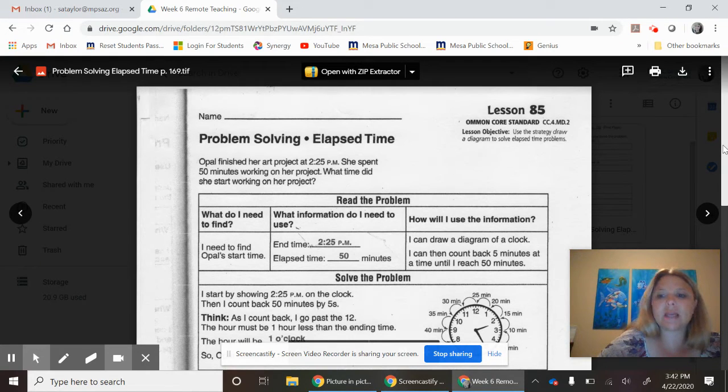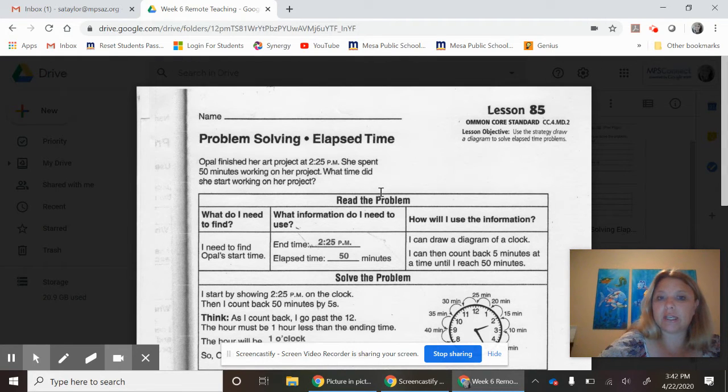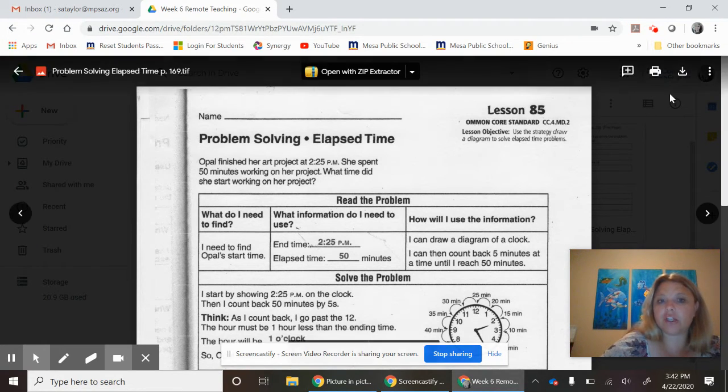It is elapsed time. This is when you are trying to figure out time in between something, and you have to draw your conclusions based off of situations. So if we look at this first situation right here, Opal finished her art project at 2:25 p.m. She spent 50 minutes working on her project. What time did she start working on her project?